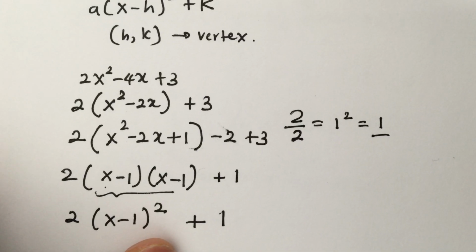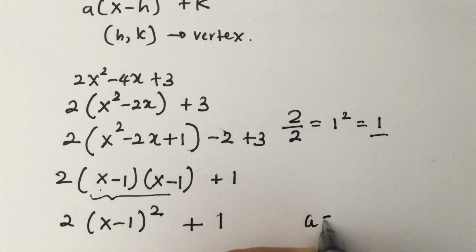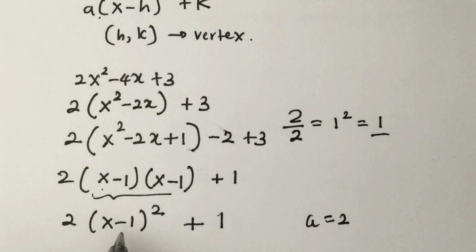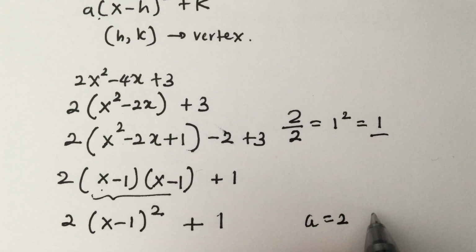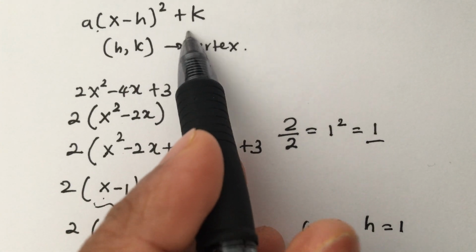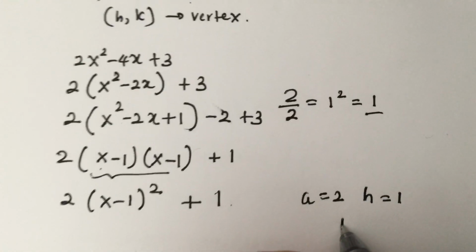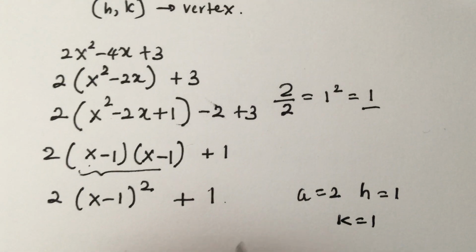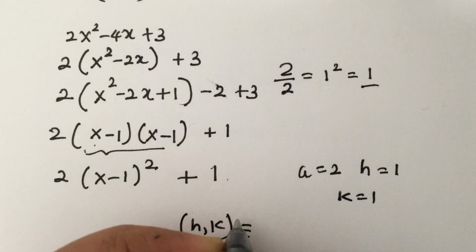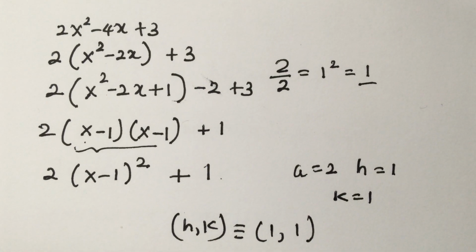As you can see, this is the vertex form. 2 is a, so a equals 2, right? And what is h? (x minus h), so x minus h is 1, right? And plus k here. K is 1. So then the vertex is (h, k), which is (1, 1). That is the turning point of this quadratic function.